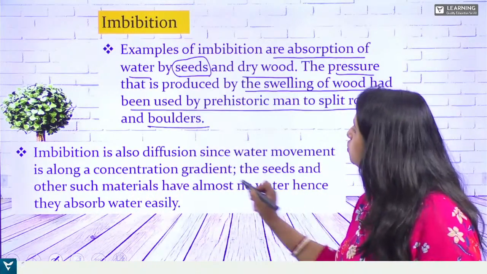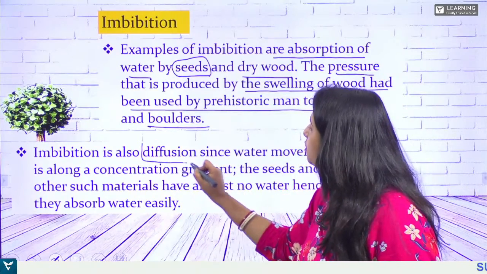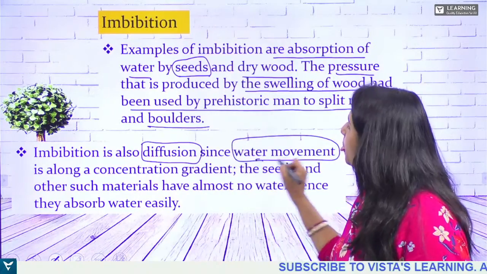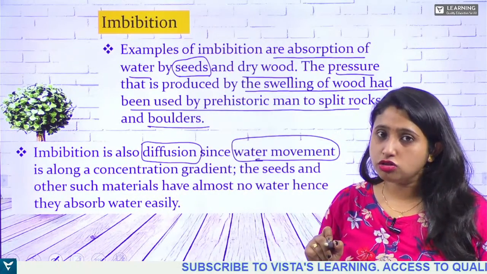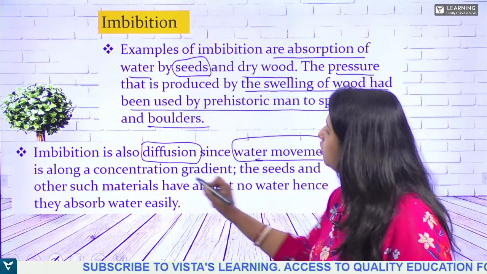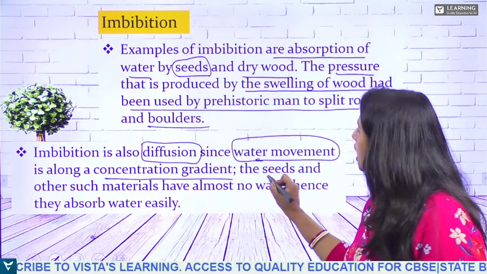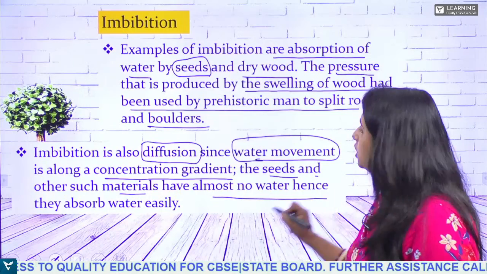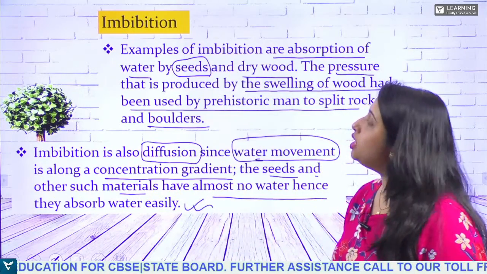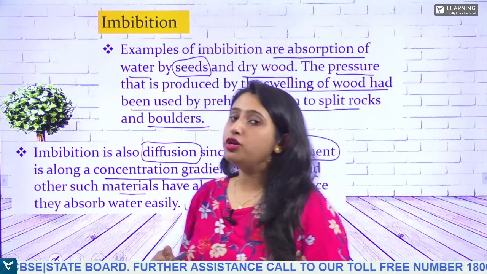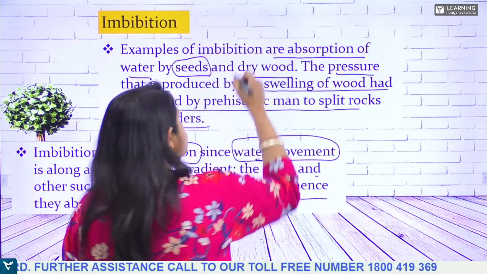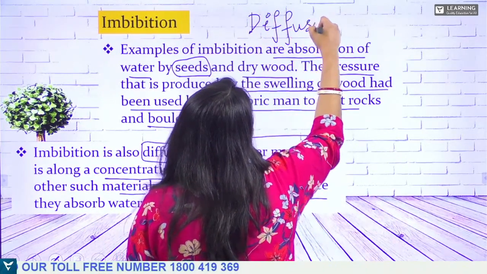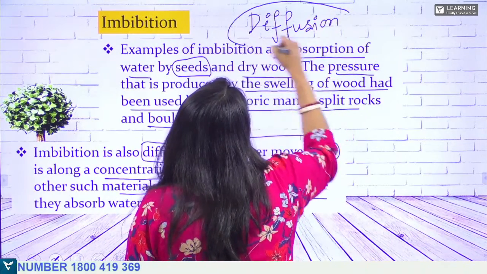Then imbibition is also diffusion. It is also one type of diffusion, since there is water movement. In case of imbibition also water movement takes place along the concentration gradient. The seeds and other such materials have almost no water, hence they absorb water easily. So imbibition is also a type of diffusion, because the solids are absorbing water.